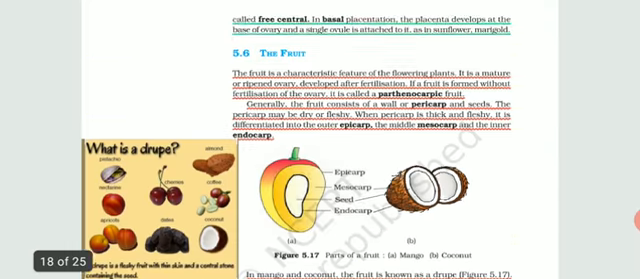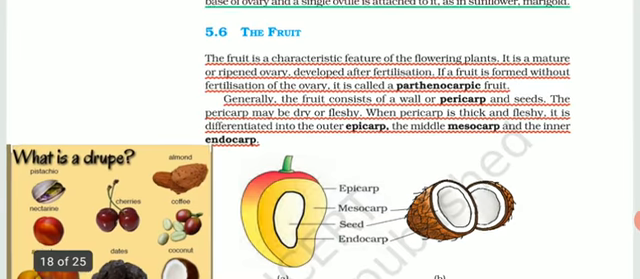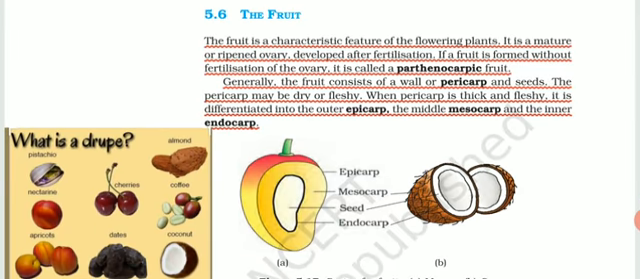Now coming to the next part of the plant, that is again very important. Whenever the ovary matures, it develops into a fruit. So fruit is always formed after fertilization. Can you imagine that a fruit can be formed without fertilization? Yes, it can. And these kinds of fruits are known as parthenocarpic fruit.